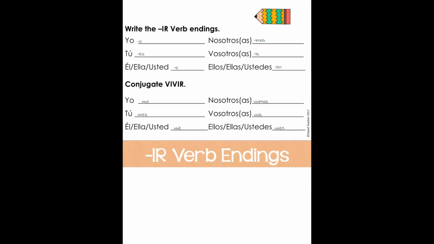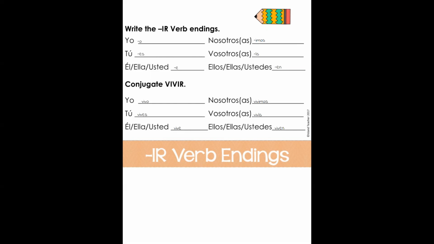For IR verbs, very similar, except the nosotros and vosotros forms are different. So the yo form is O ending. The tú form ends with es. The ella, or usted form ends with e. The nosotros form ends with imos, I-M-O-S. The vosotros or vosotras form ends with ís, I with an accent, S. And the ellos, ellas, and ustedes form ends with N.